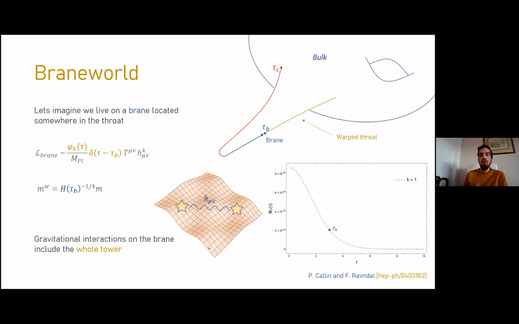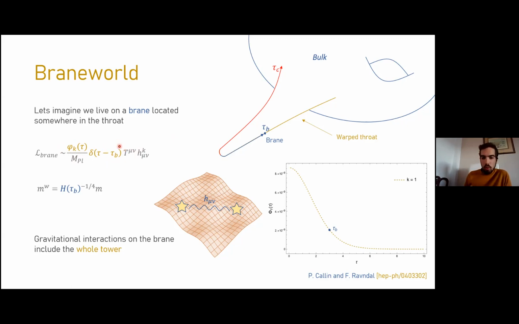Let's imagine that we are living on a brane located somewhere along the throat. What we want to do is to look at the gravitational interaction between matter which is confined to the brane. This matter will be described by this energy momentum tensor here. From the 10-dimensional perspective, what you're doing is just exchanging the massless 10D graviton. However, as we saw, from the 4D perspective, what you're actually doing is exchanging an infinite tower of massive modes. Well, one of them will be massless, all the others will be massive. And crucially, the way these modes will couple to the matter on the brane will depend on the wave functions of those modes evaluated at the position of the brane.